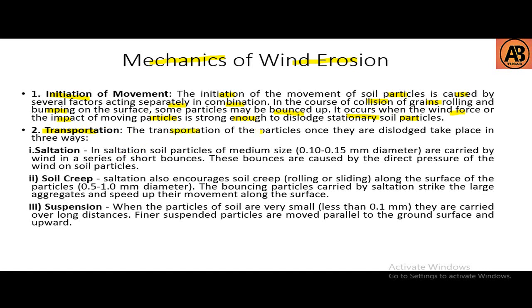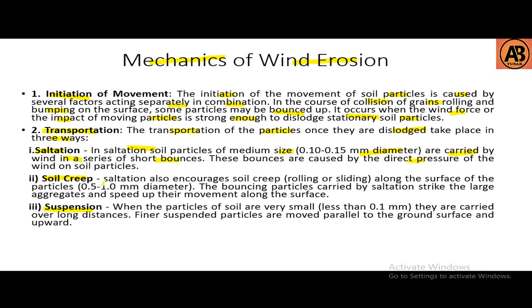The transportation of the particles once they are dislodged takes place in 3 ways. First one is saltation, second one is soil creep, and third one is suspension. In saltation, soil particles of medium size, 0.10 to 0.15 millimeter in diameter, are carried by wind in a series of short bounces. These bounces are caused by the direct pressure of the wind on soil particles.